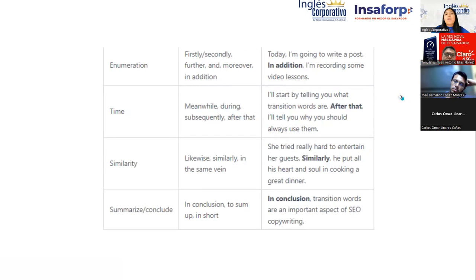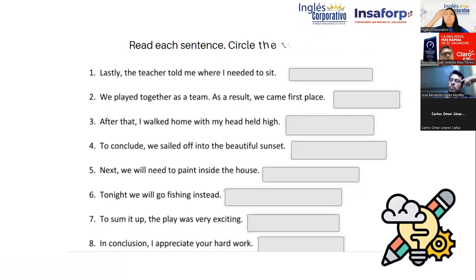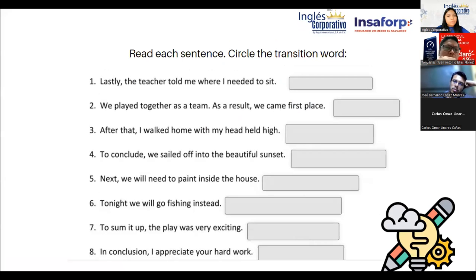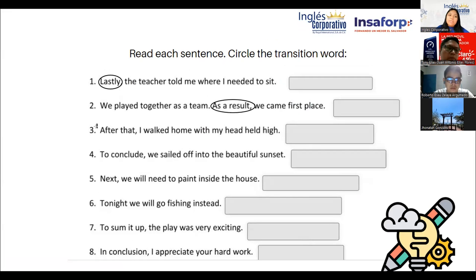Mm-hmm. So now let's see. Let's read each sentence and let's identify the transition word. Okay. So on sentence number one, which is the transition word? Lastly. Yes, lastly. Okay. Number two, which is the transition word? As a result. As a result. Number three. After that. After that. Four. To conclude. To conclude. Mm-hmm.